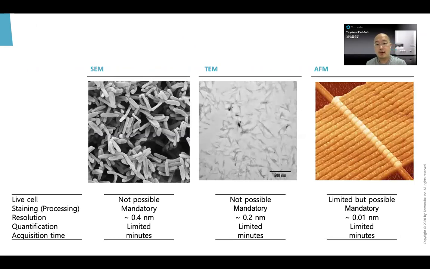And there are other techniques such as electron microscope or the atomic force microscope. Even though they can provide very high spatial resolution, they are not very well suited for live cell imaging because they require metal coatings of the sample, or sometimes it takes very long to acquire a two-dimensional field of view. So it is not ideal to measure the dynamics of the live cell.